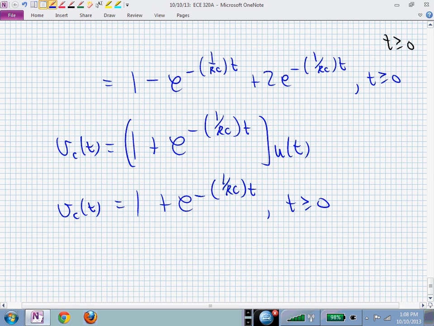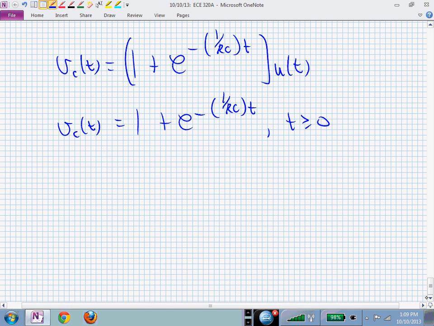Can you see the time domain response that results from this? What did we do? We applied a voltage of a step at time 0. If your interviewer said, draw me a picture of the voltage on the capacitor as a function of time when you applied a step input, where are you at time t equals 0? What value?